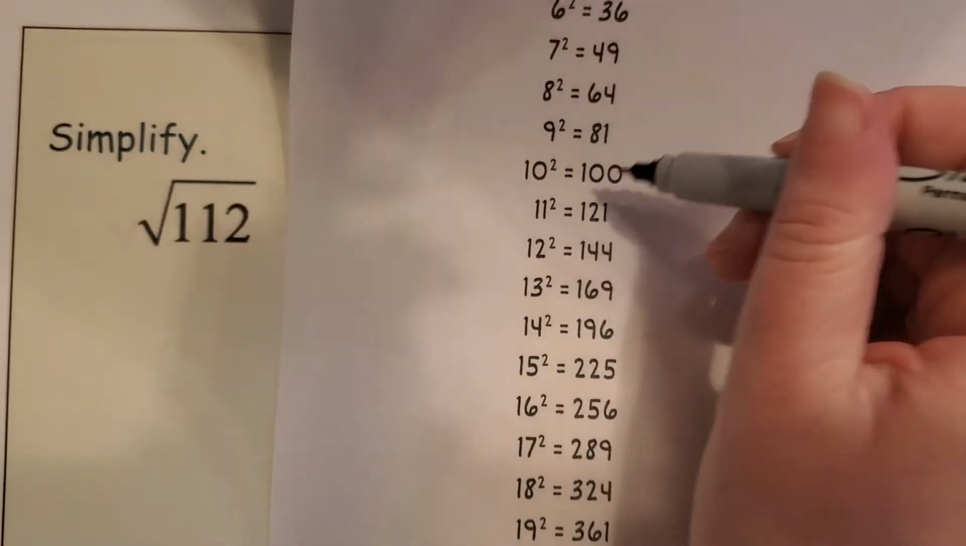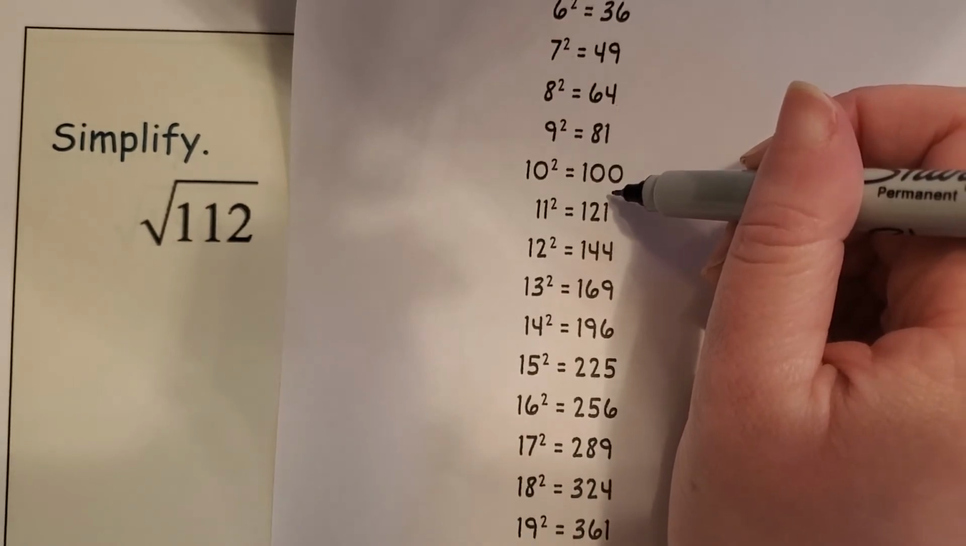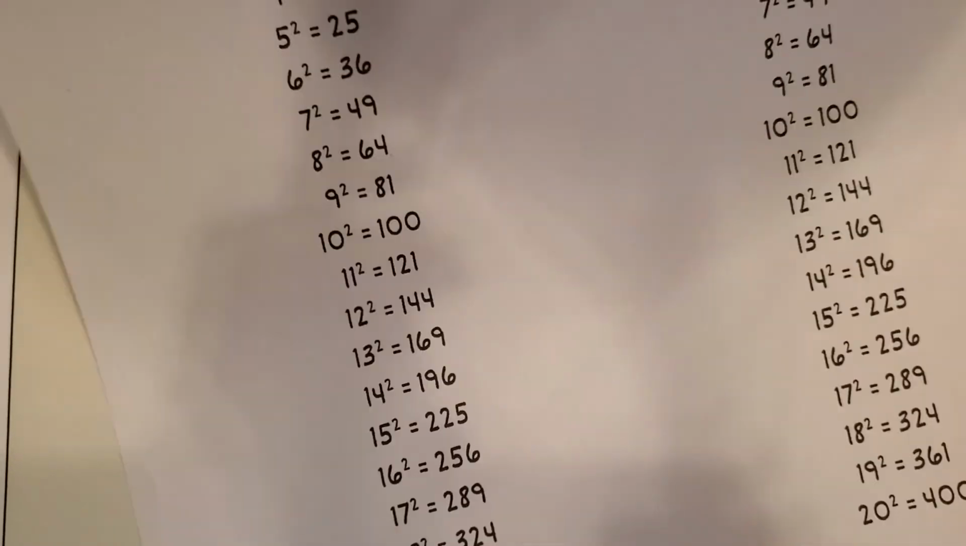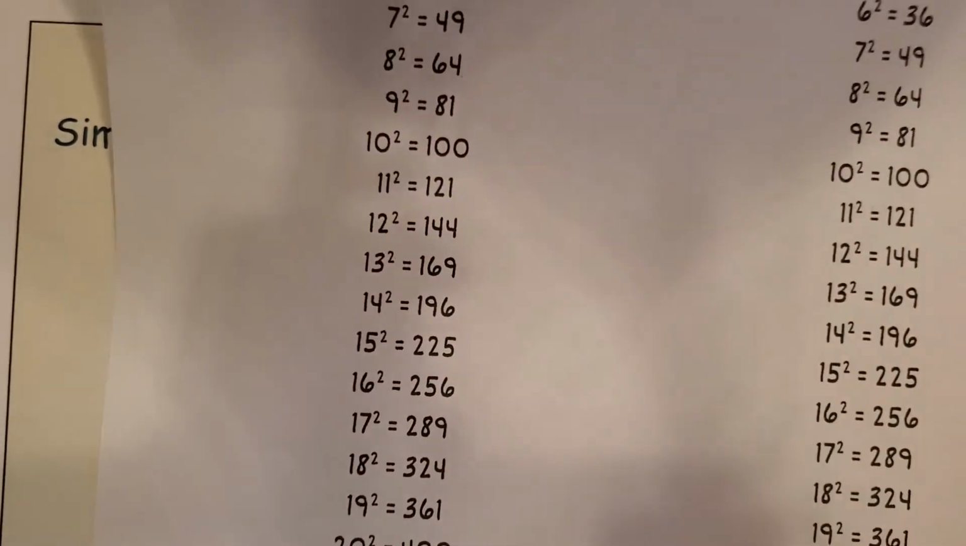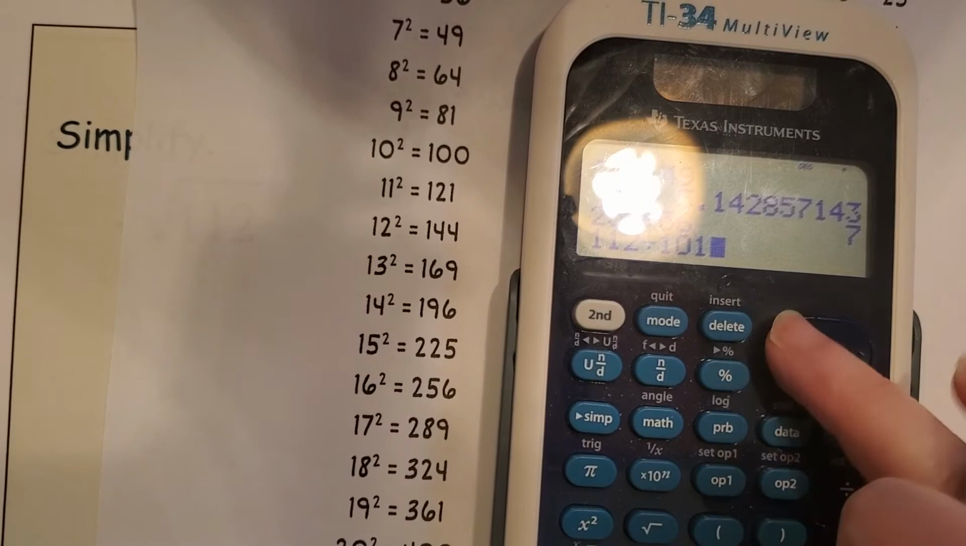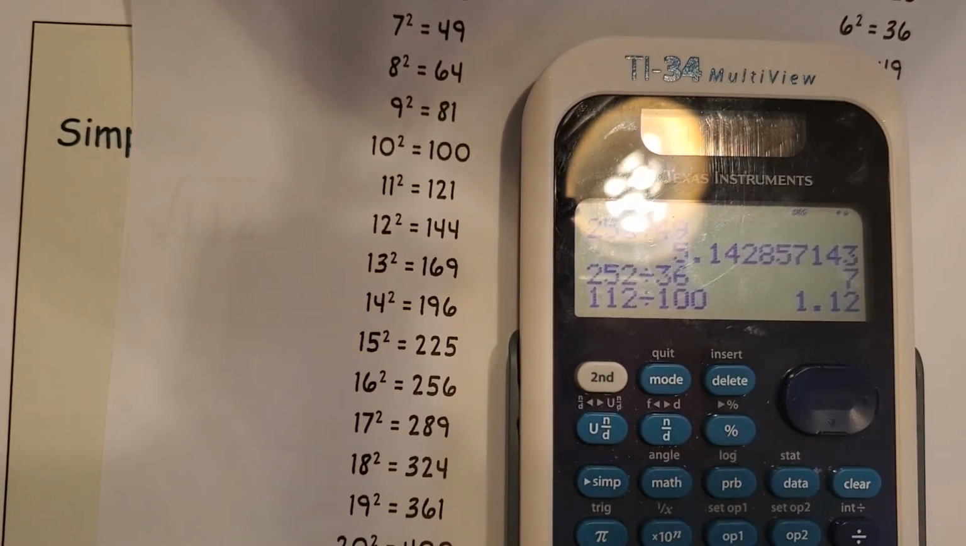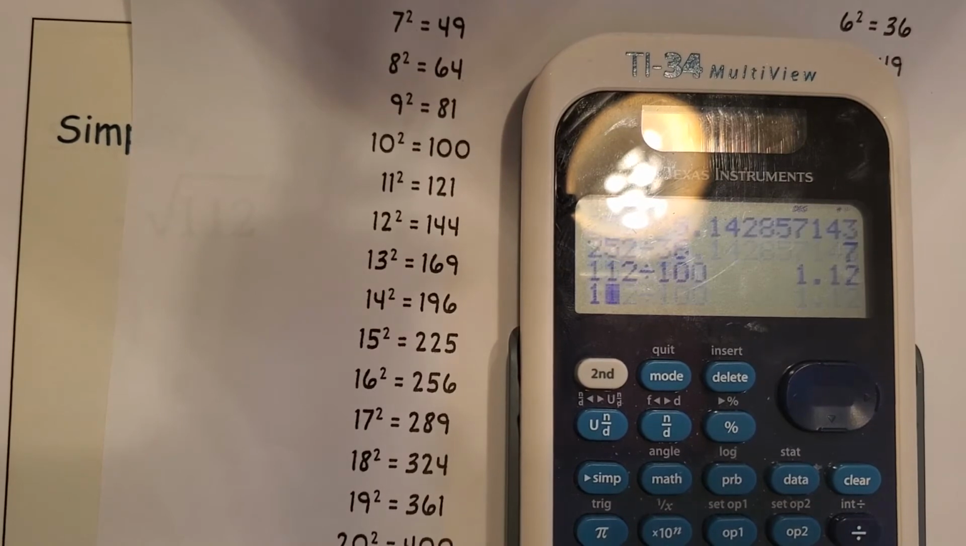Okay, 112. Where would it go in this list? It's going to go in between 100 and 121. So the biggest perfect square that's smaller than 112 is 100. So that's where we're going to start. And like I said, I'm starting with 100 for the sake of consistency. I know that 112 isn't divisible by 100, just to show you that plugging and chugging business.